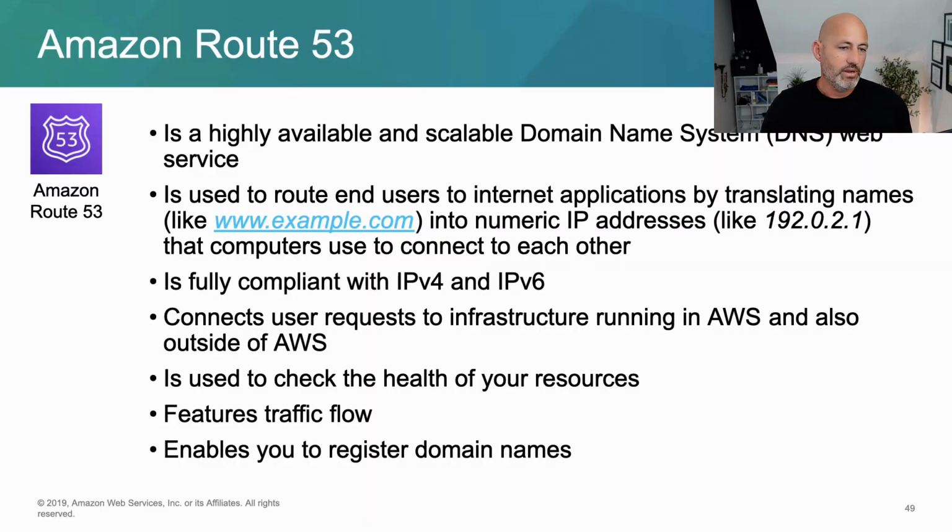There's Route 53. Route 53 is a DNS, domain name system, web service, and it's pretty amazing because of the deep integration with the Amazon platform. I use it myself. It's used to route users to internet applications by translating names into IP addresses, and it's compatible with IPv4 and IPv6. It's also used to check the health of your resources, provides traffic flow features, and enables you to register domain names.